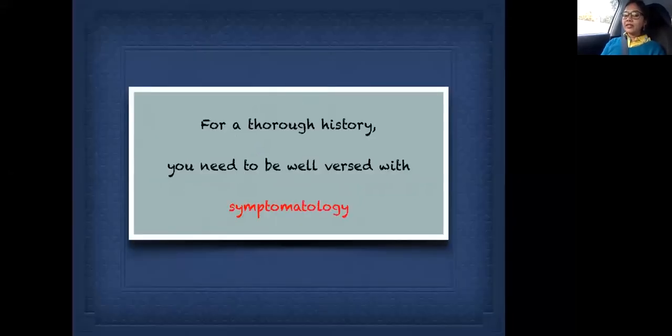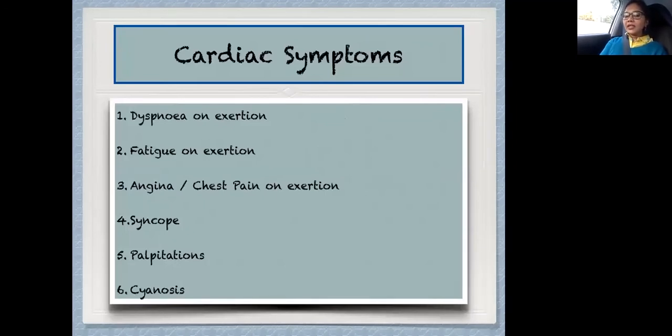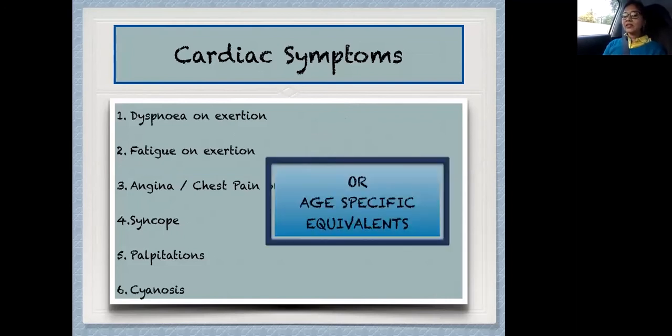What do you need for a thorough history? You need to be well versed with symptomatology. So you should know what you should ask in your history from the patient, and that is the whole thing that we talk about as symptomatology. So what are the cardiac symptoms? The classic 6 cardiac symptoms are dyspnea on exertion, fatigue on exertion, angina (chest pain on exertion), syncope, palpitations, and cyanosis. When it comes to pediatrics, we have to think in terms of age-specific equivalents as well.